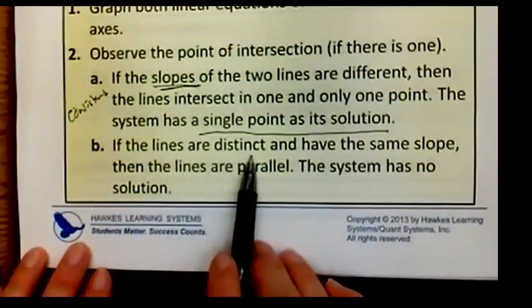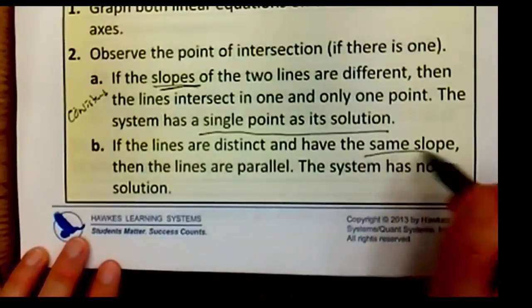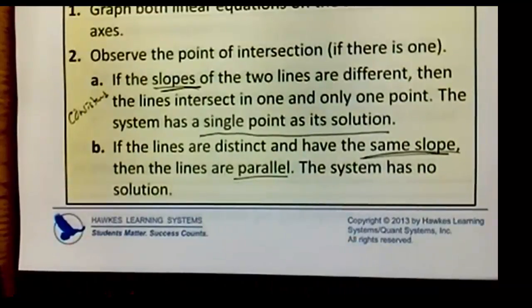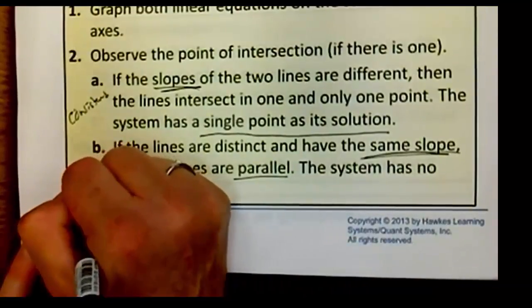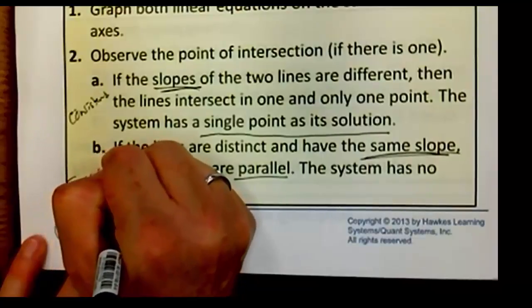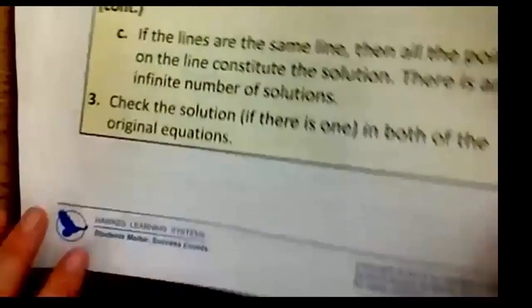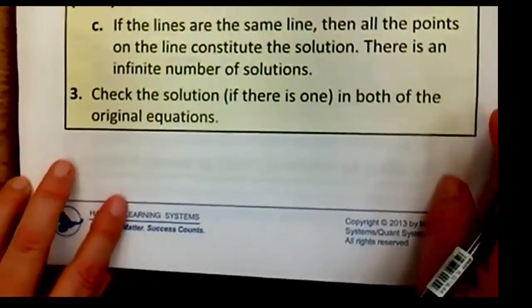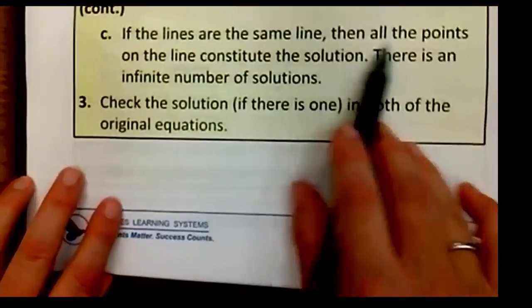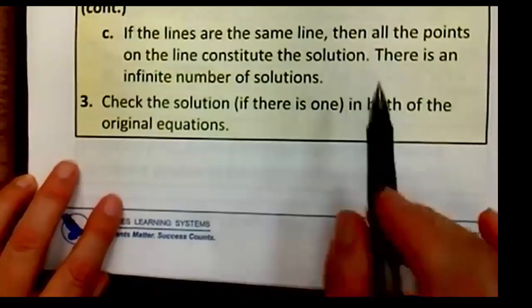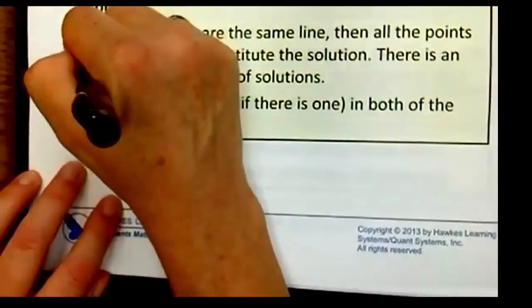If the lines are distinct and have the same slope, meaning that the lines are going to be parallel, the system has no solution, and that's the inconsistent. So they're not going to end up crossing each other or touching each other. So you got some main definitions there. And finally, the third one that we can possibly have is if the lines are the same, then all points on the line constitute the solution, and there is an infinite number of solutions. And that one is the dependent.